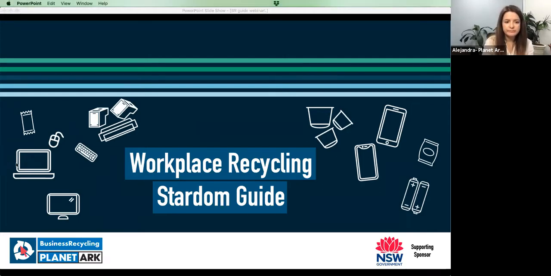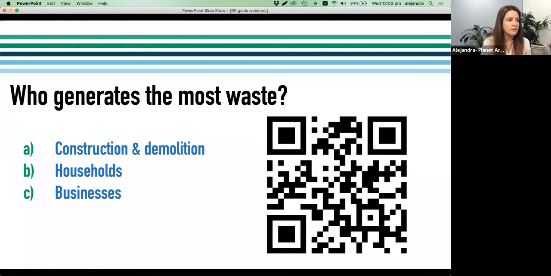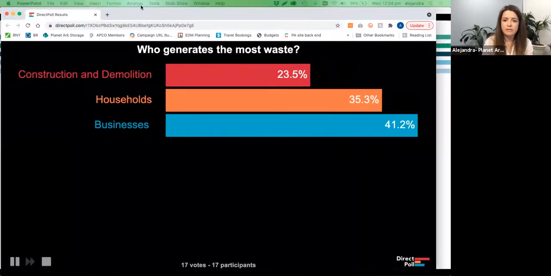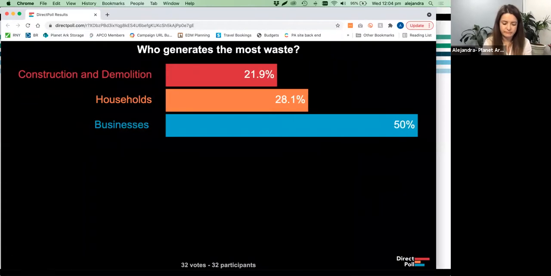But before we do, I have a little poll for you. So hopefully everyone is familiar with a QR code. If you can please take your phone and scan that code, it will take you to a poll. And in that poll, if you can please select who you think creates the most waste. Would that be the construction and demolition sector, households, or businesses? And this is a live poll just here. And this is for Australia only, by the way.